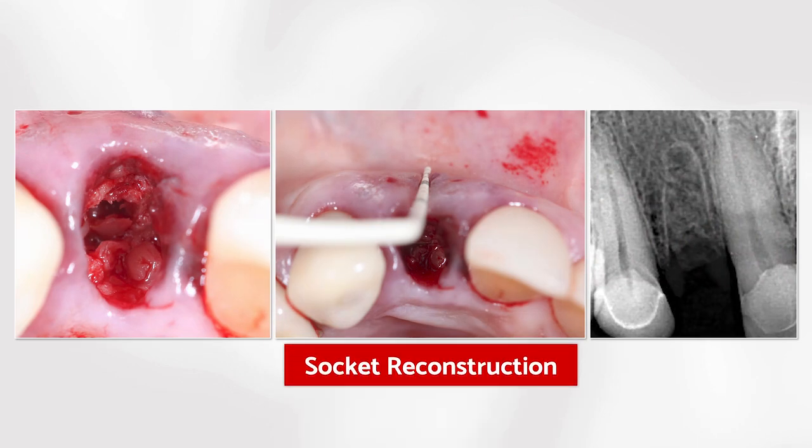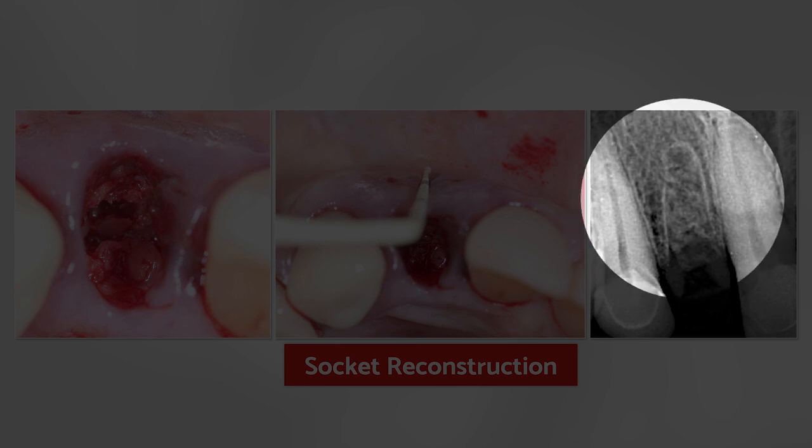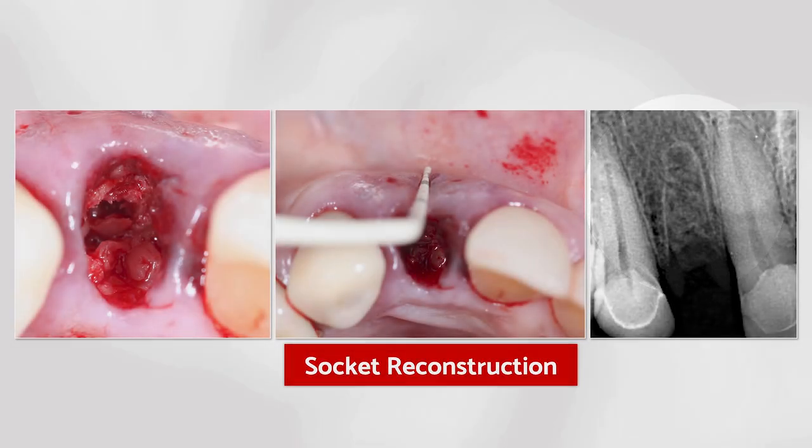Immediately after that, if we press the periodontal probe at the buccal aspect, the soft tissue won't change. It's because the bone graft is holding the soft tissue in the same position. And this X-ray was taken right after the socket reconstruction was performed.